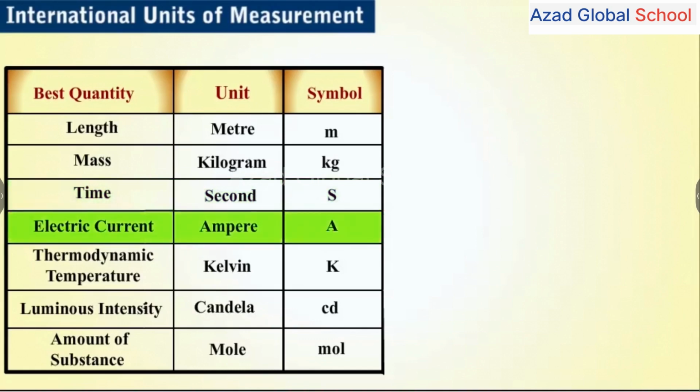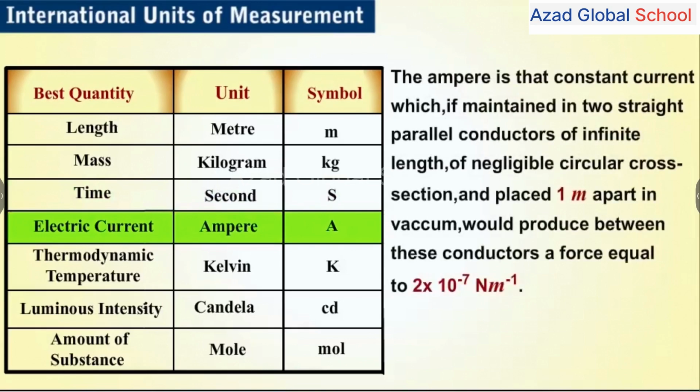Electric current is measured in ampere, denoted by the capital letter A. An ampere is that constant current which, if maintained in two straight parallel conductors of infinite length and negligible circular cross-section and placed 1 meter apart in a vacuum, would produce between these conductors a force equal to 2 × 10^-7 newton per meter length of the conductor.